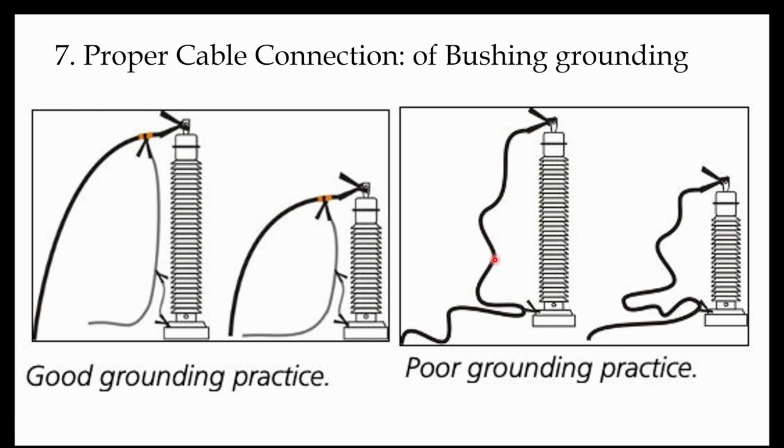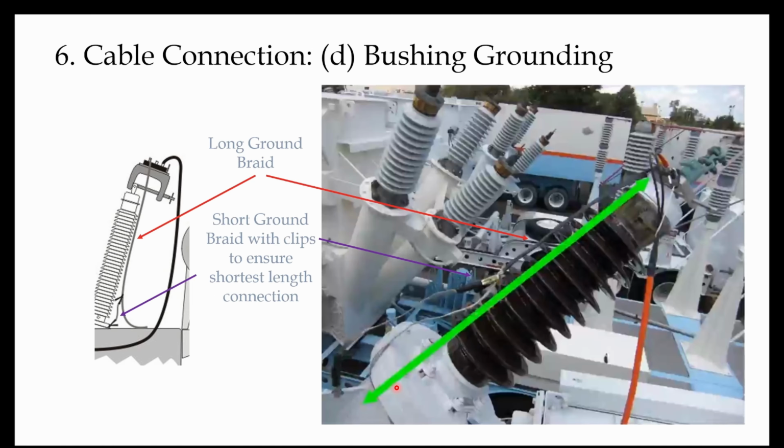Loose grounding connection from the C clamp to the transformer flange is to be prevented and shortest possible length is to be taken. That is why we are using short ground braid with clips.